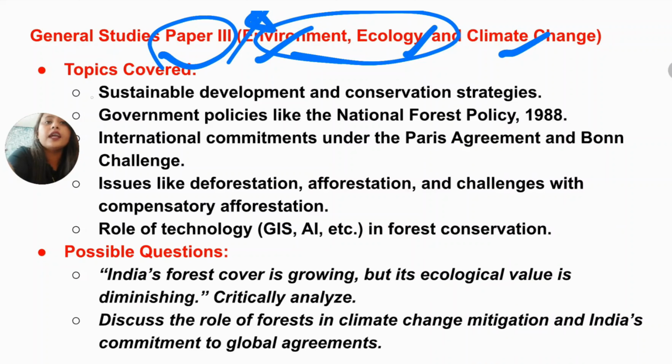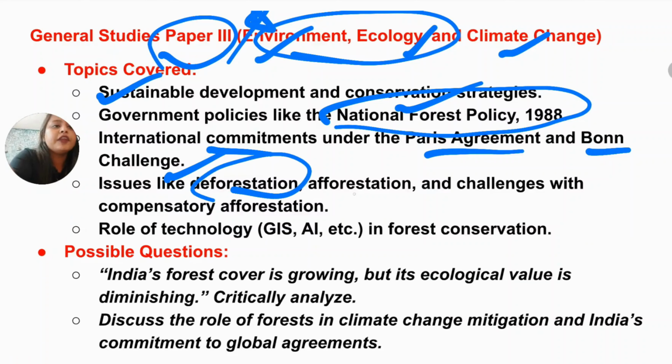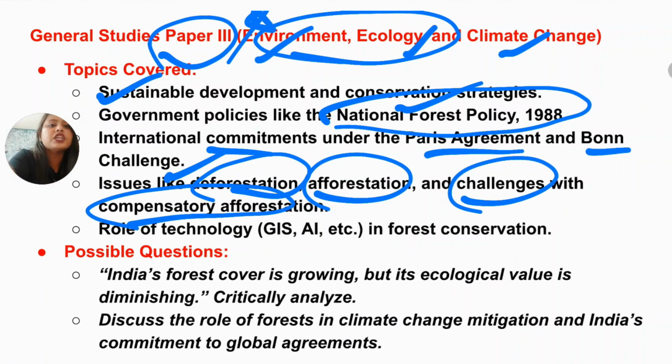They can ask you regarding sustainable development and the conservation strategies done worldwide and country specific, and also the different government policies and international commitments, like the Paris Agreement, Bonn Convention, and the challenges regarding such committees established, and different problems associated with climate change and forests. And especially, more important, how can technology be used in forest conservation, and how one can ask that question.